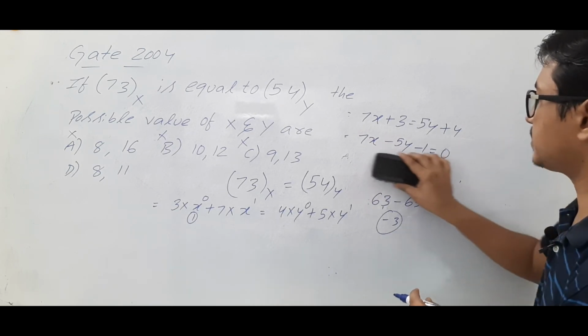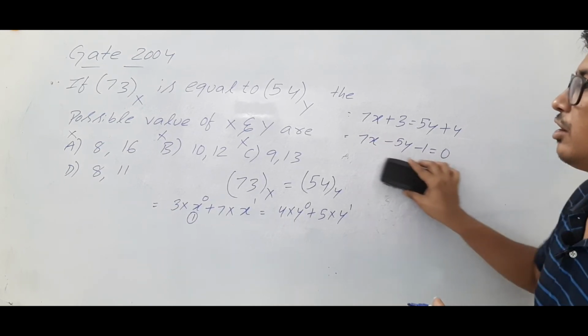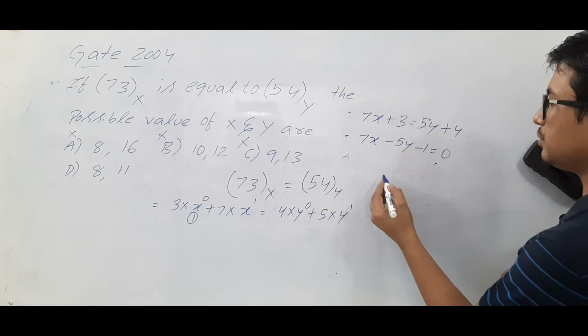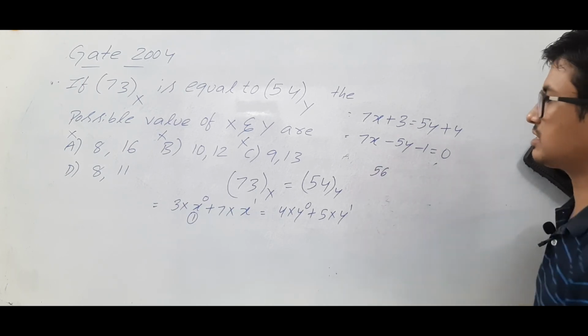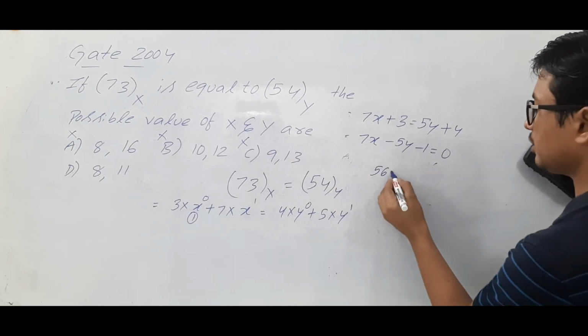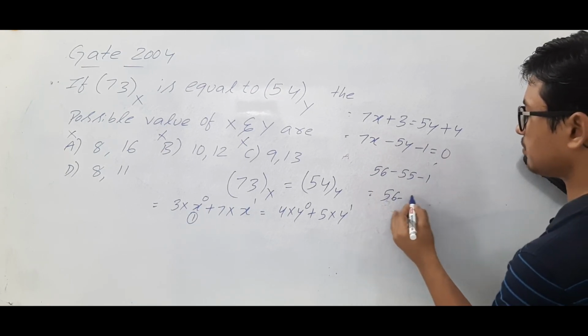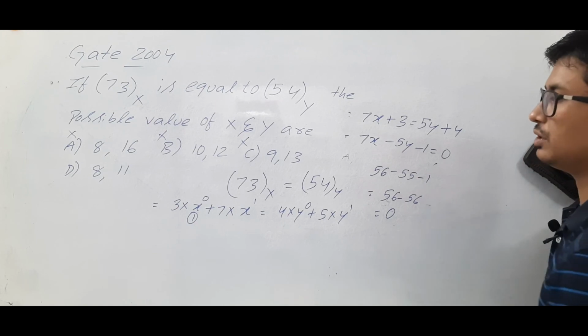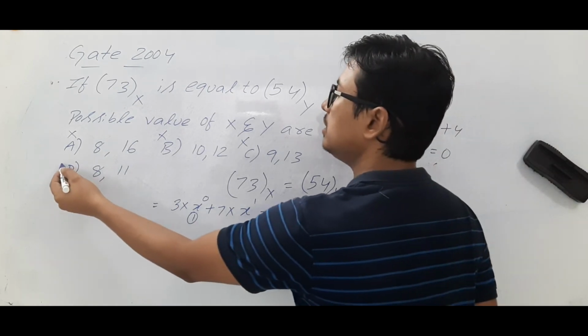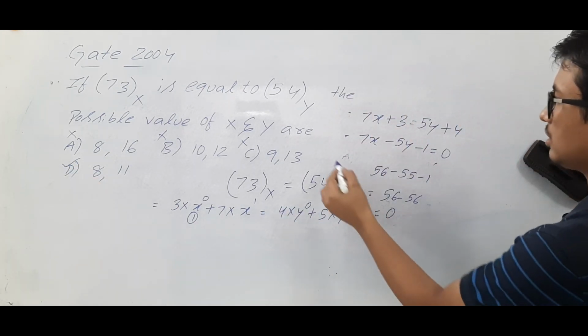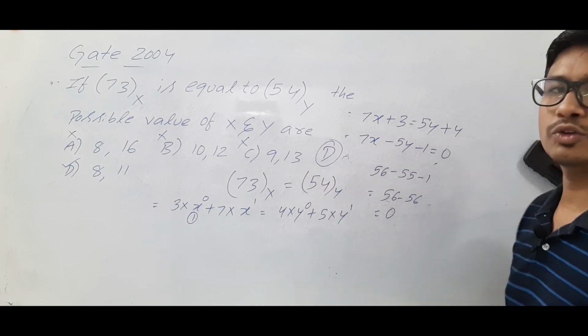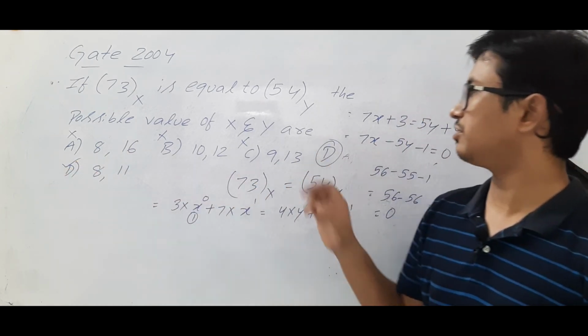We will see option D, whether it is right or wrong. 7 into 8, you will get 56. 5 into 11, you will get 55, minus 1. So 56 minus 56 is equal to 0. So option D is the right answer for this question.